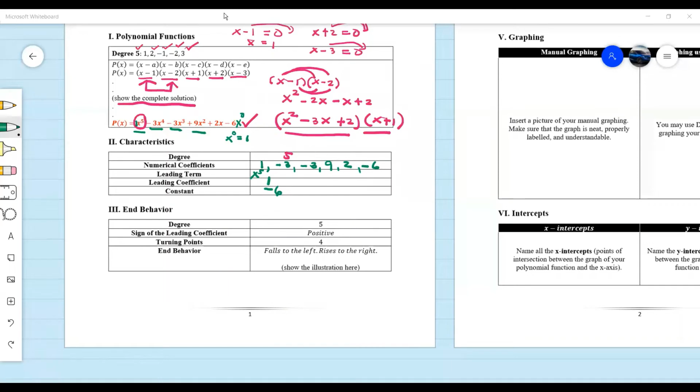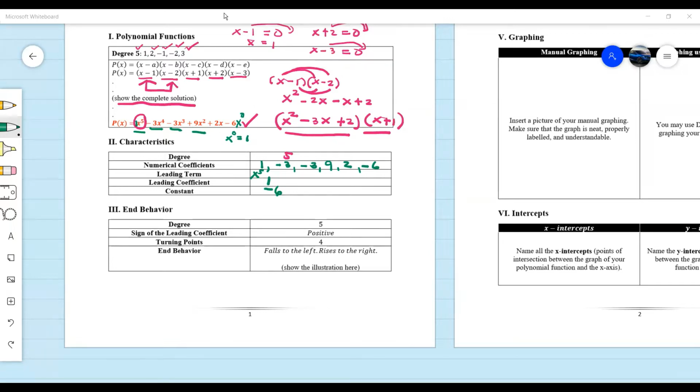Okay, we're done with the first and second. Now we are on the third bullet, which is the end behavior. So how do we find the end behavior? We need the degree, the sign of the leading coefficient, and the turning points before we find out and illustrate the end behavior of the polynomial function you just created.